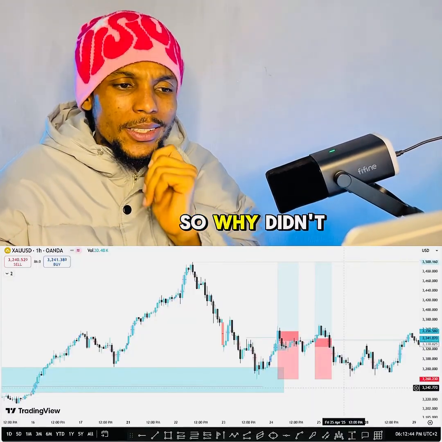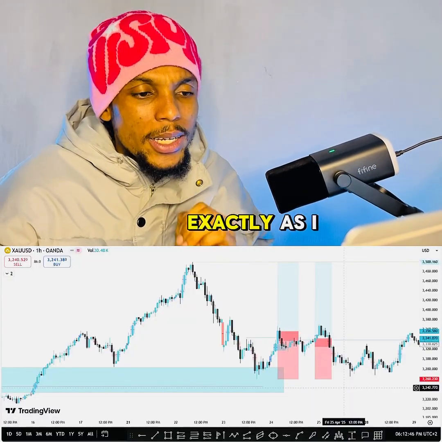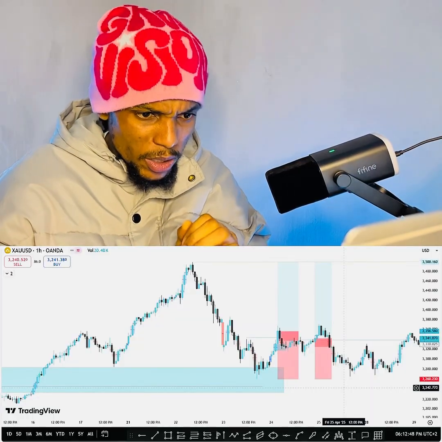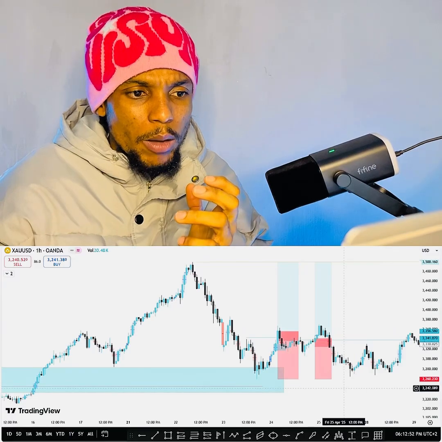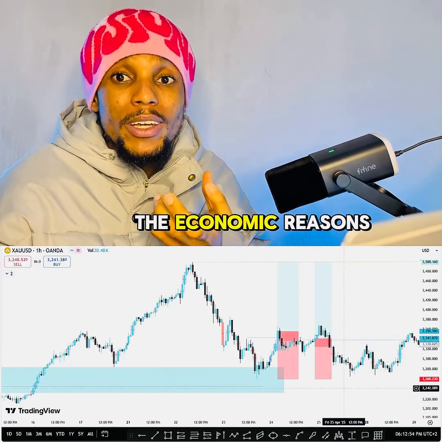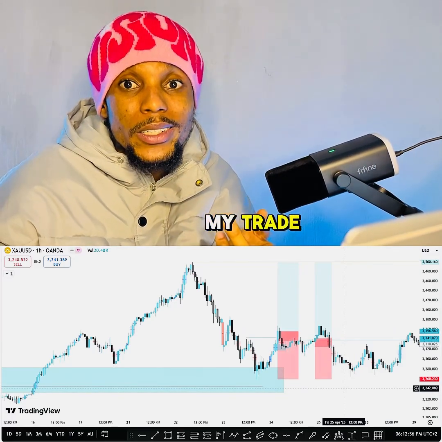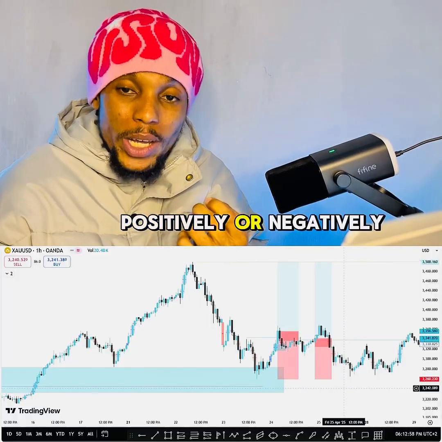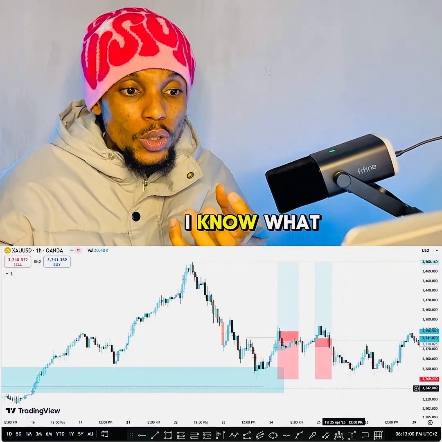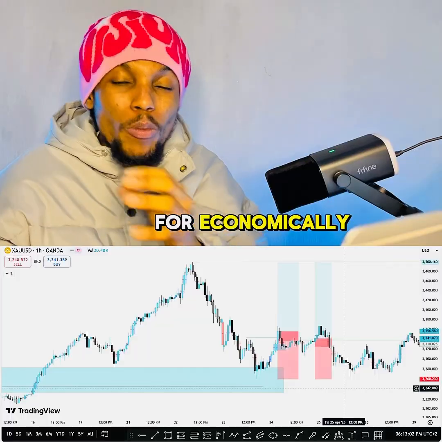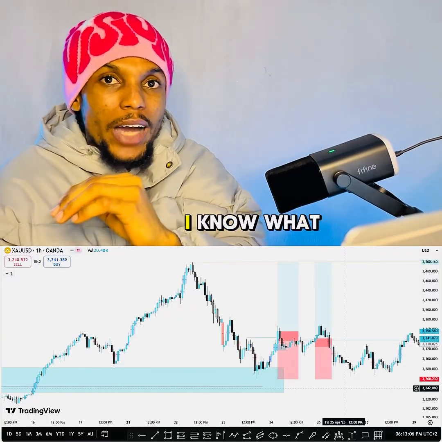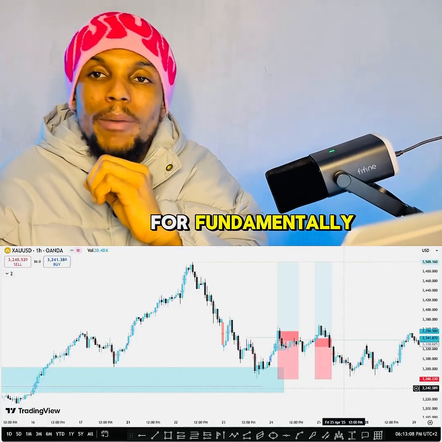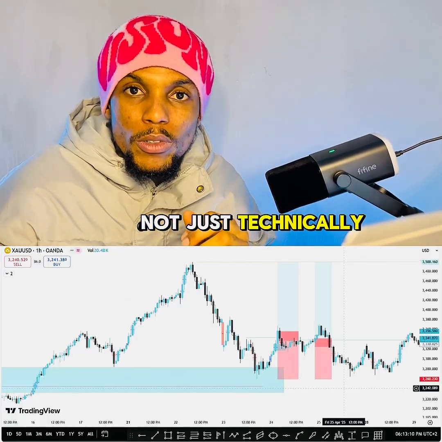So why didn't this trade go exactly as I planned? Being on this trade, all this while I've been on gold buys because I know the economic reasons that would affect my trade positively or negatively, right? I know what to look out for economically. I know what to look out for politically. I know what to look out for fundamentally, not just technicals, right?